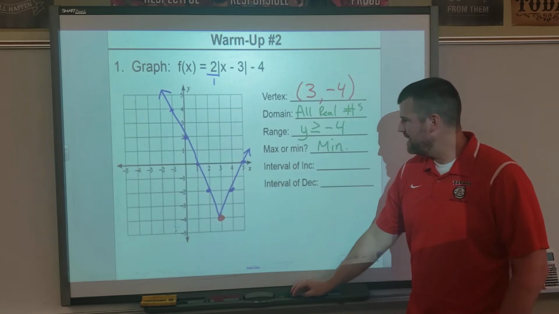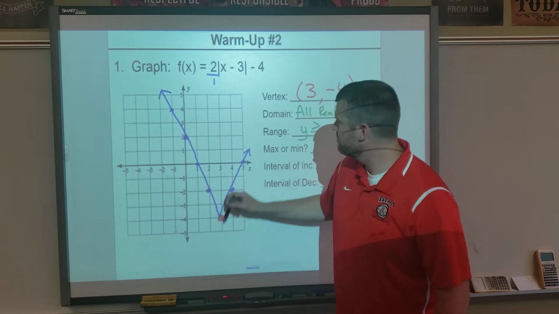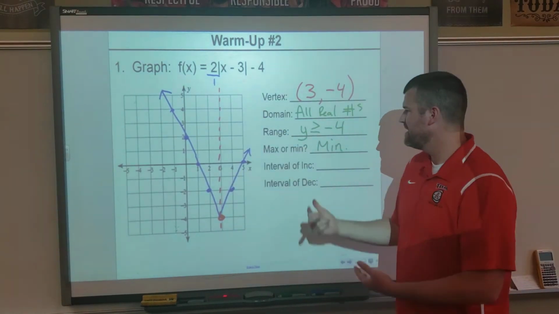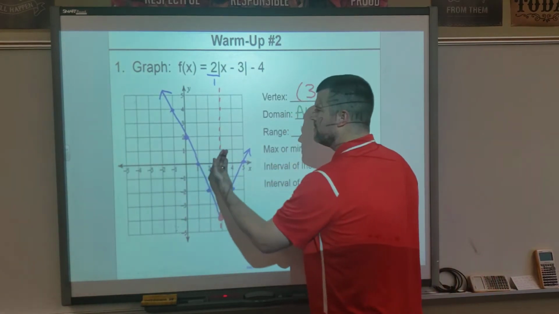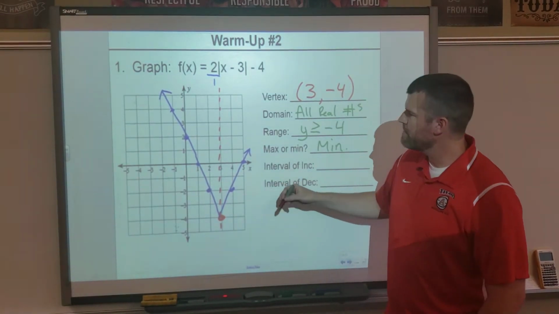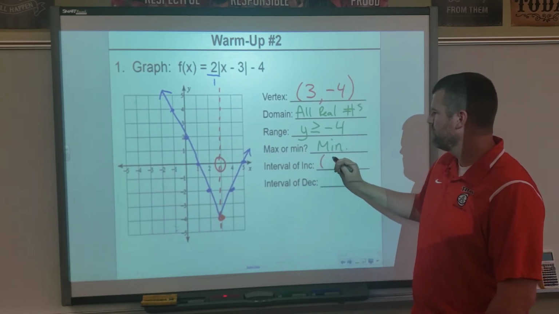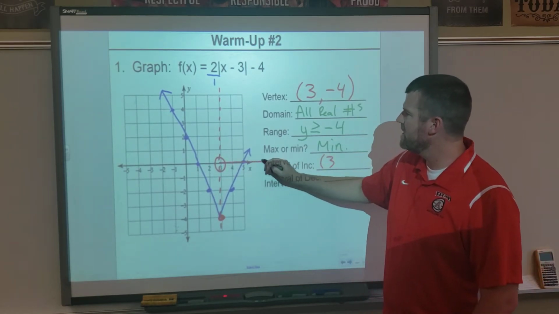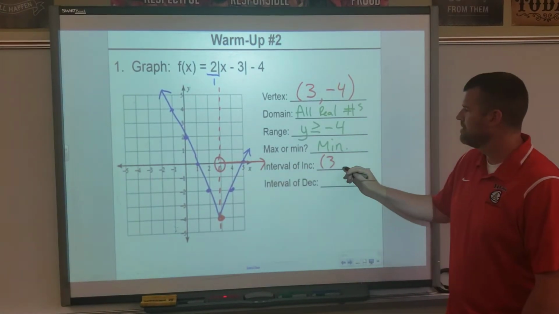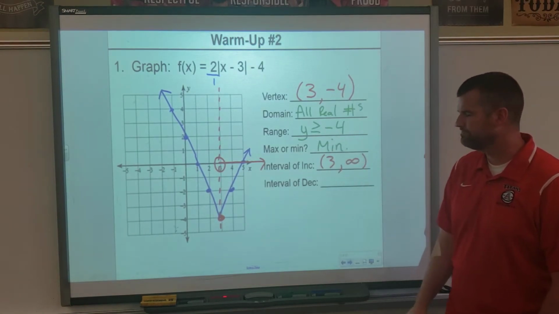And then interval of increase and decrease. If I go to where my line of symmetry would be, which always goes straight through the vertex, which half of the graph is increasing? The left half or the right half? Well, the right half is increasing. So that means my graph is increasing from this x value, which is 3, all the way until the end of the graph. As we move further right, the graph continues to go up. So it will increase from an x value of 3 to infinity.